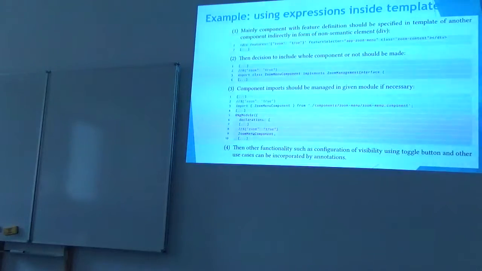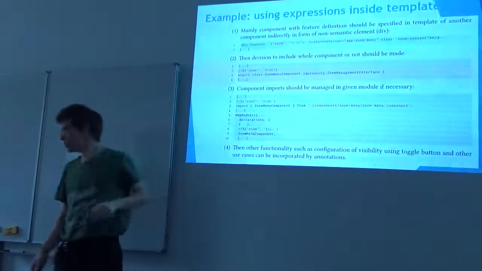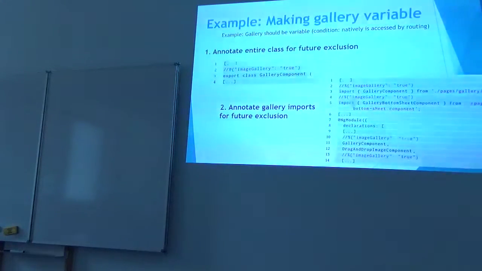As you see, there is a requirement to affect multiple places in the code, but we preserve feature modules and the configuration of these feature modules there, mainly here, and the product and every annotation. But another example is making the gallery variable. I will briefly explain it.